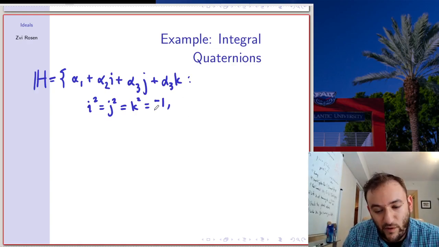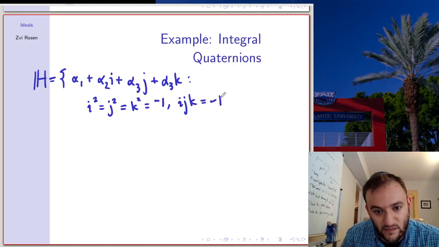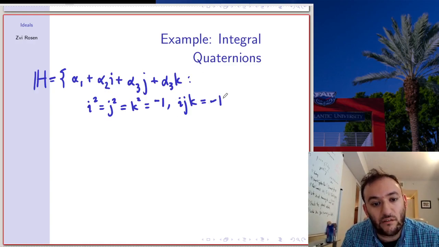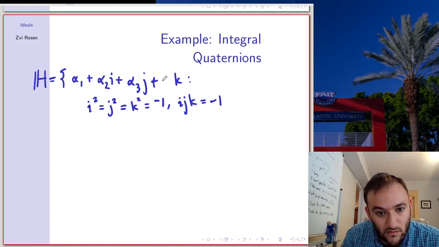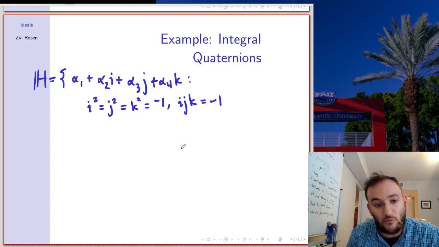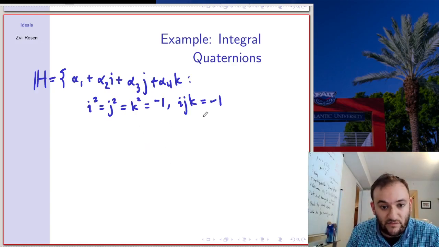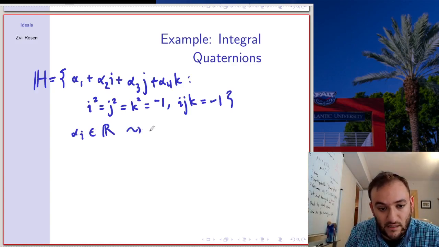And we have this rule regarding ijk, which equals, I believe, 1. No, ijk is minus 1 as well. And that fixes the remaining relations, and we'll require alpha 1 through alpha 4 to be real numbers in our usual definition of the quaternion. So if we take alpha i in R, this is the usual quaternions.